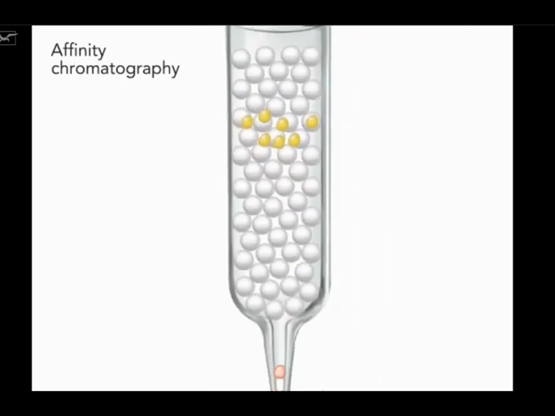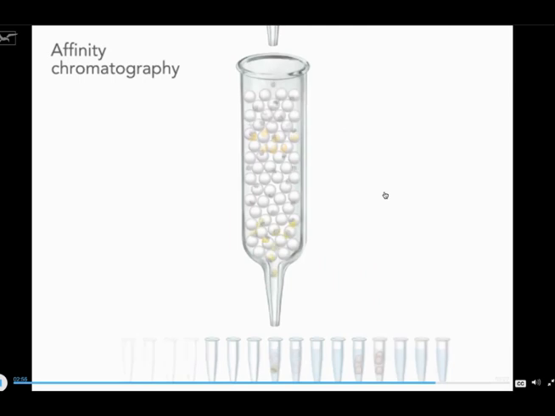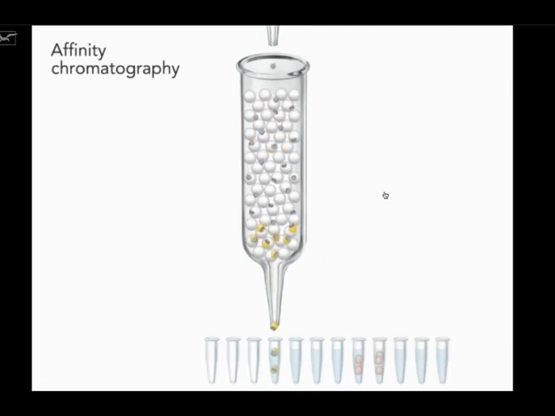To release the target protein, an elution buffer containing an excess amount of a competing ligand is added. Target proteins can also be released by elution buffers containing an altered pH or salt concentration. The competing ligand binds to the proteins, displacing them from the matrix.